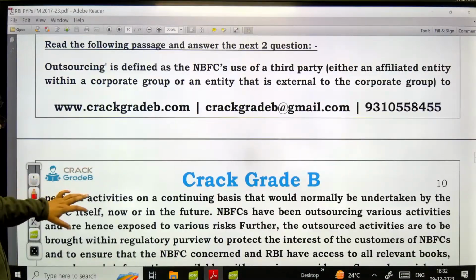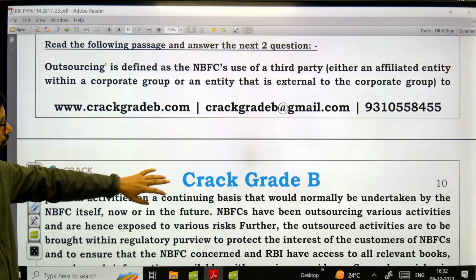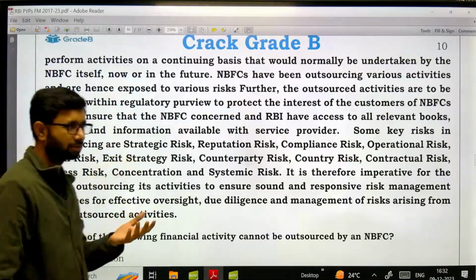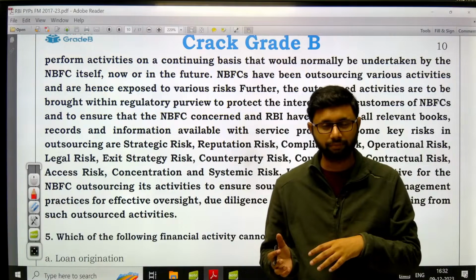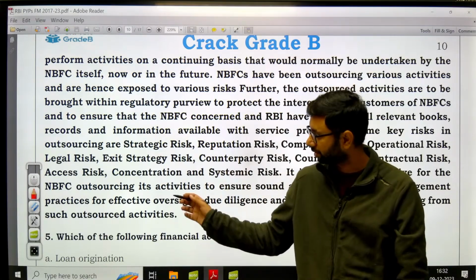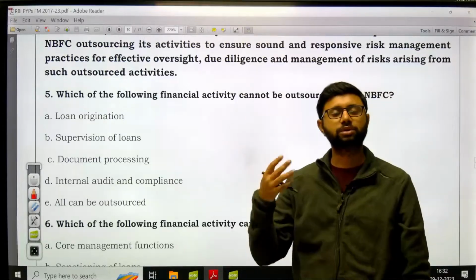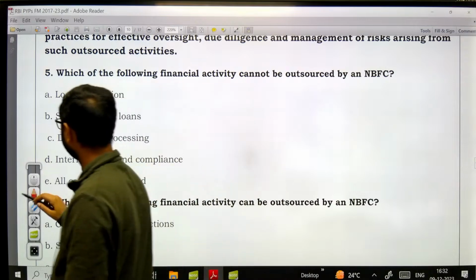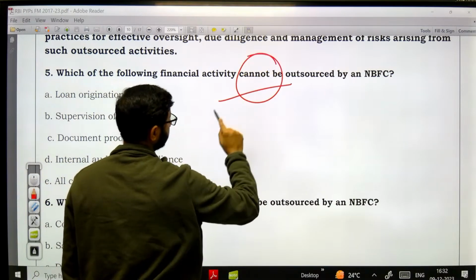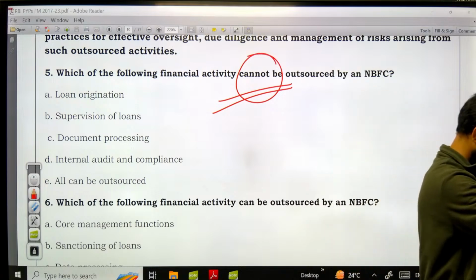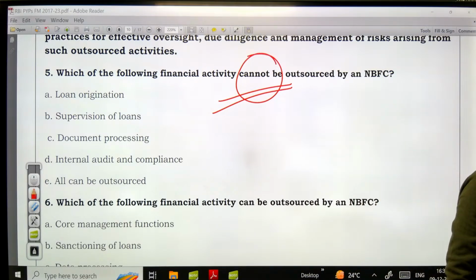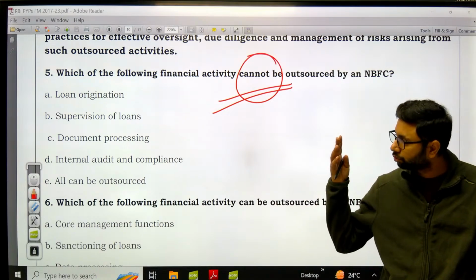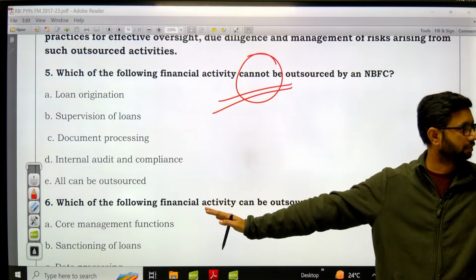Okay, then we have this next paragraph. Outsourcing is defined as NBFC's use of a third party within a corporate group of an entity that is external to it. Outsourcing, as all of you know, and this is outsourcing with respect to NBFC that we are talking about. So most of the questions that you are going to see after this paragraph will be related to the outsourcing policy of NBFCs. So what is the first question? Which of the following financial activity cannot be outsourced by an NBFC? Utilize your logic. You'll get the correct answer.